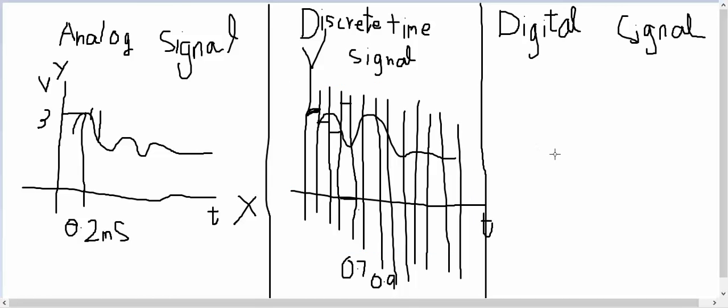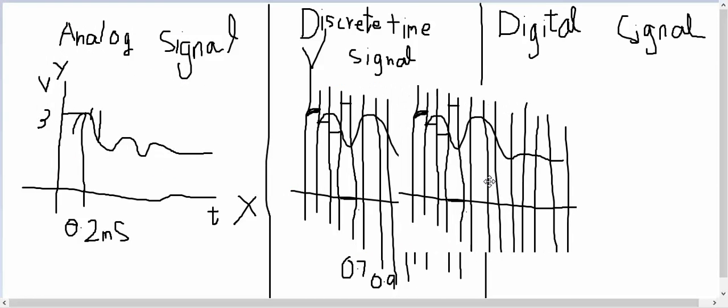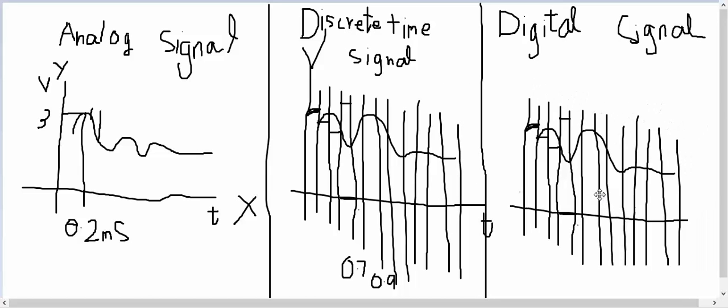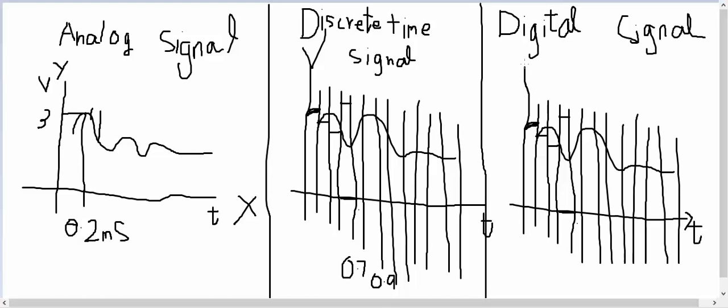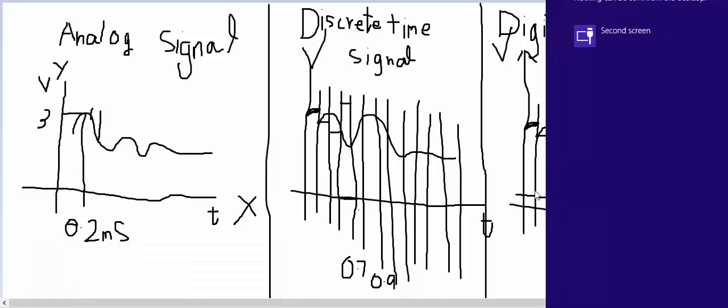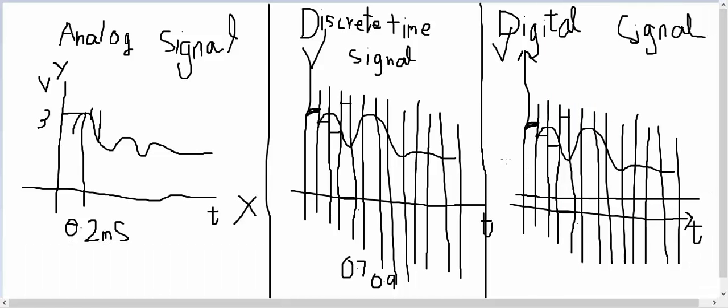Okay, so if you see this signal, if you consider this x-axis and y-axis once again, this is the time axis, this is the voltage axis. So over here you can see that the discrete time signal is being formed. Now when I say a digital signal means this: you divide the voltage axis into sections once again.